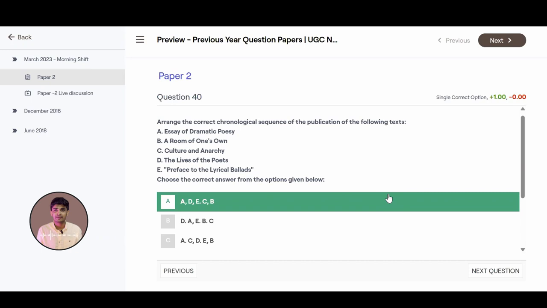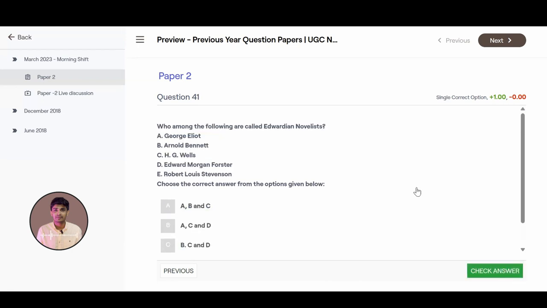Now, next comes Culture and Anarchy, Victorian era, because it is written by Matthew Arnold in 1869. And finally comes A Room of One's Own, written by Virginia Woolf in 1928, 20th century. So if you can at least connect these works with their respective writers, and then place these writers in their respective eras, it is simple to answer this question.